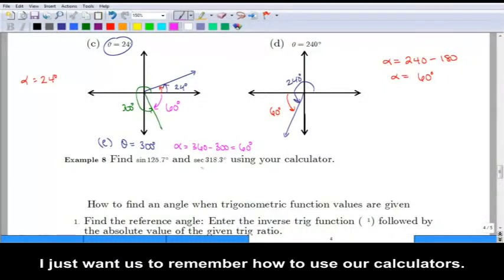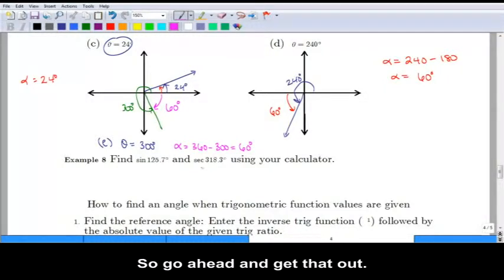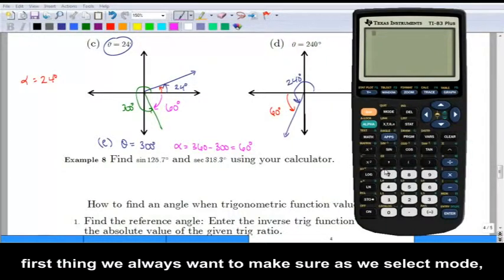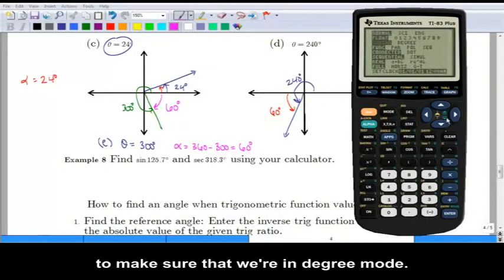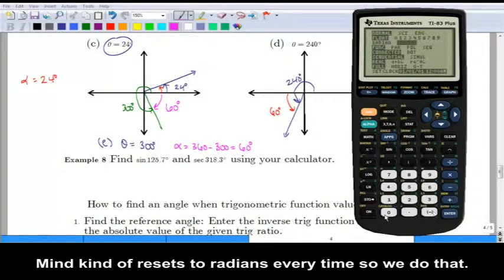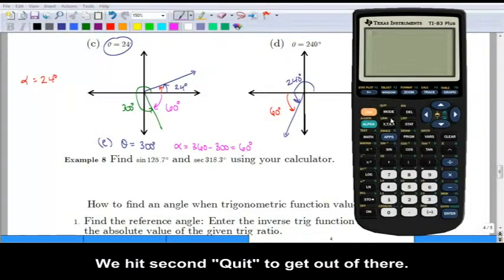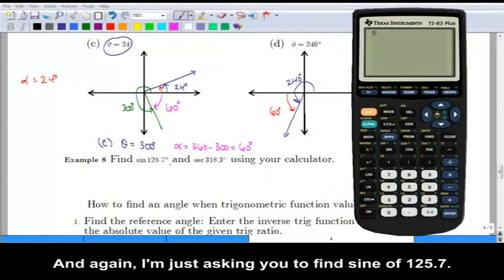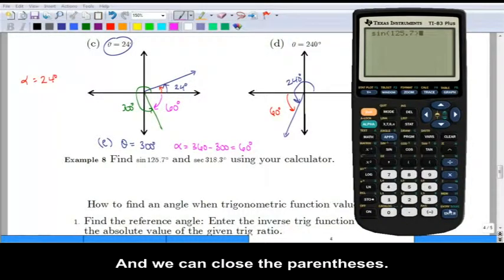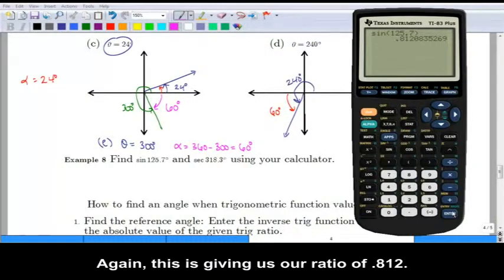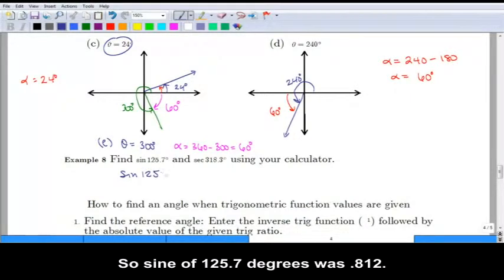Before we get too carried away, though, I just want us to remember how to use our calculator, so go ahead and get that out. So again, if you have your calculator, first thing we always want to make sure is we select mode to make sure that we're in degree mode. Mine kind of resets to radians every time, so we do that. We hit second quit to get out of there. And again, I'm just asking you to find sine of 125.7, and we can close the parentheses, and we end up with our ratio. Again, this is giving us our ratio of 0.812. So sine of 125.7 degrees was 0.812.